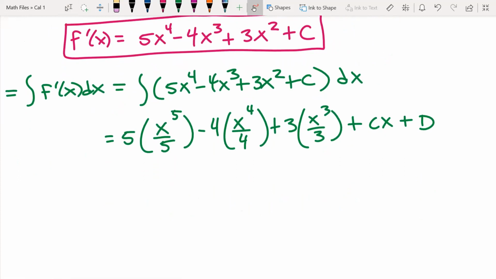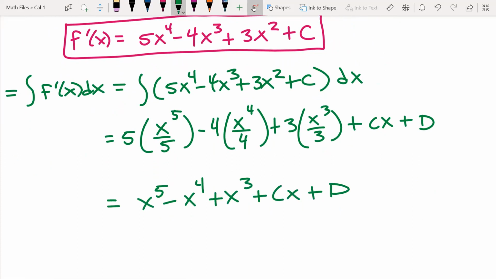Okay, clean up. And you get x to the 5th minus x to the 4th plus x cubed plus cx plus d. And there's f of x.